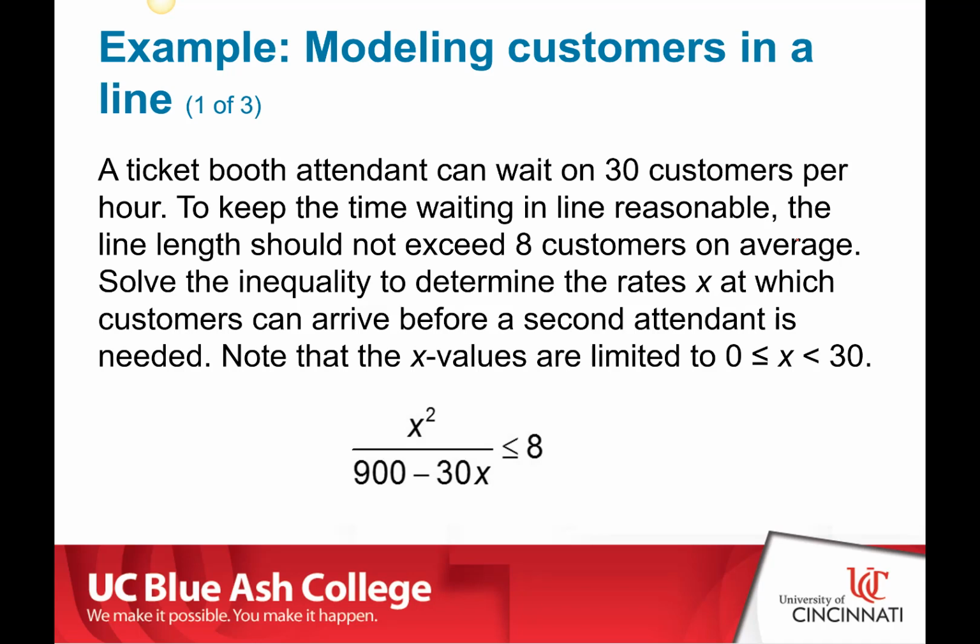Can take care of 30 customers an hour. To keep the wait line reasonable, they don't want to have more than 8 customers on average in line. Wow, that'd be nice if Kings Island had wait lines of 8 customers or less, wouldn't it? Okay, dream on. Solve the inequality to determine the rates x at which customers can arrive before a second attendant is needed. Note that the x values are limited to 0 to 30.